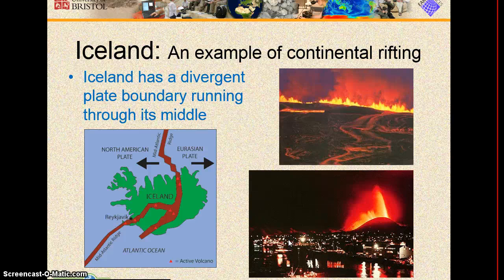All right, so Iceland is a good example. Iceland sits right on top of that boundary, and Iceland is a volcano. So you can see here the North American plate, and then you have the Eurasian plate. This is the Mid-Atlantic Ridge you can see right here. This is the split right down the middle of the Atlantic Ocean.